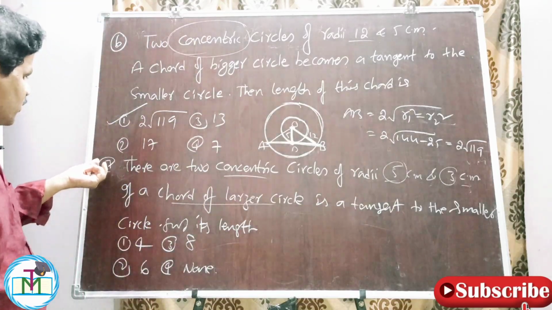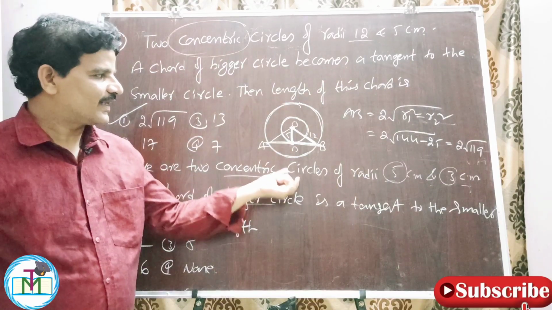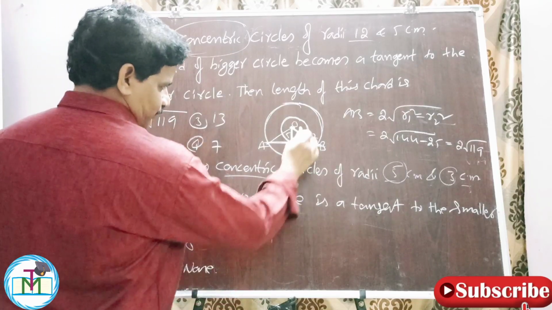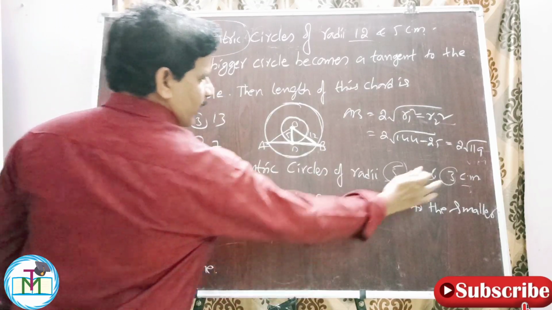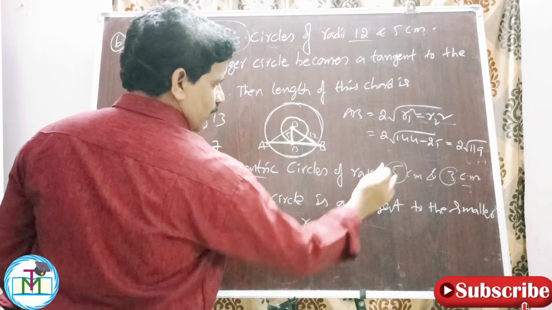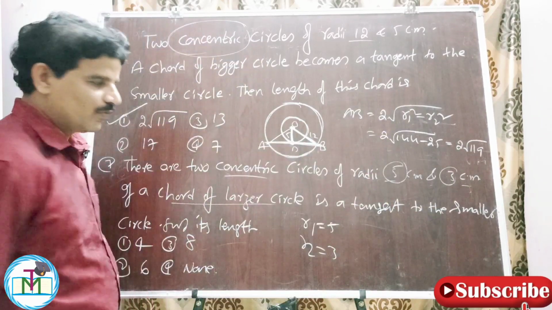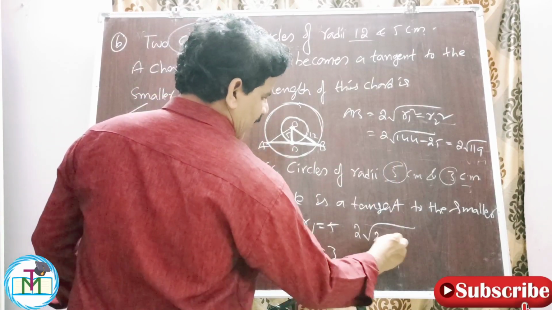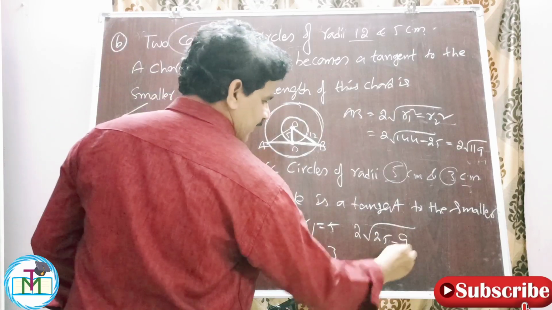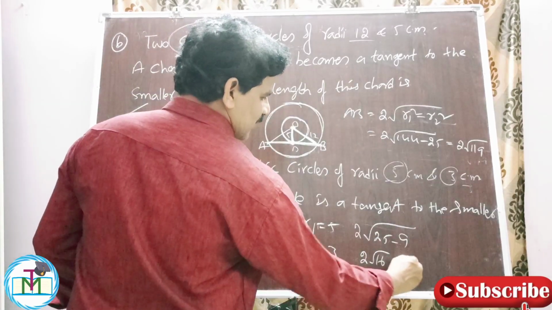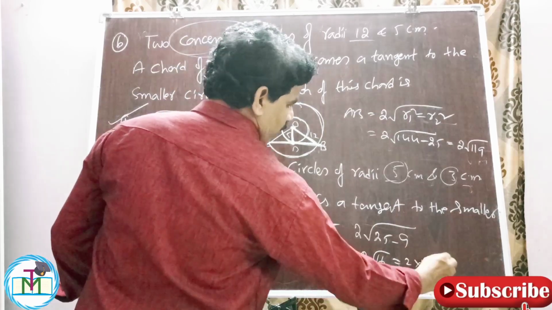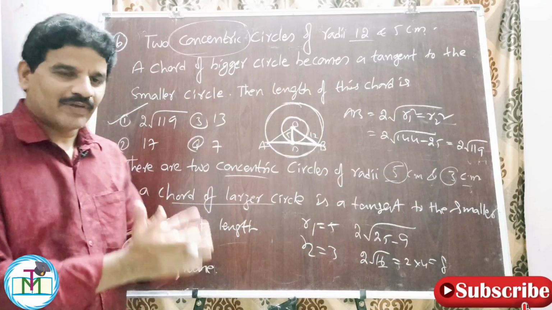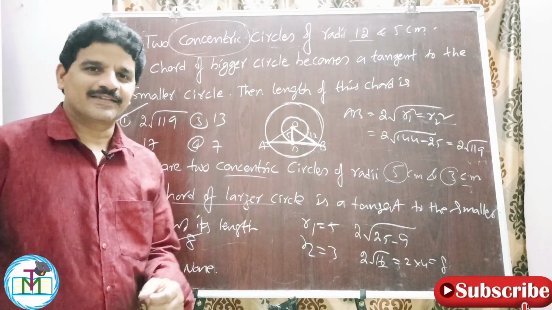Similarly, the same question number 7. There are two concentric circles, same concept. The circles of radius 5 and 3, means in this case R1 is equal to 5 and R2 is equal to 3. Now substitute in the formula. You will get 2 times under root R1 square, 25, minus R2 square, 9. 2 times root 16. Root 16 is 4, into 2 is equal to 8. Option 3 is the right answer. Therefore this concept is very important for Polyset.